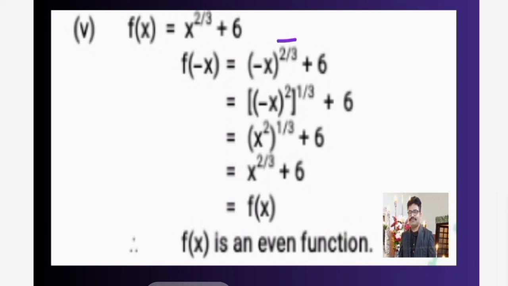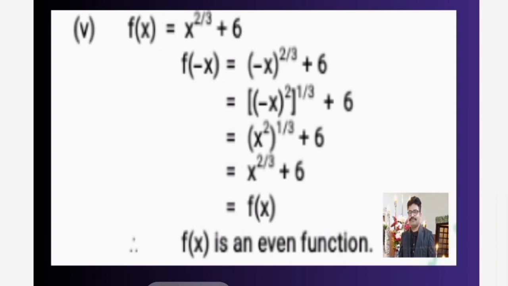As there is fractional power, we cannot simplify it directly, so we'll break the fraction. 2 by 3 is equal to 2 into 1 by 3, so we can simplify it. So we'll write minus x whole square, whole power 1 by 3, plus 6 will be written same. As there is a negative sign and we have an even power, the answer will be x square, whole power 1 by 3, plus 6.